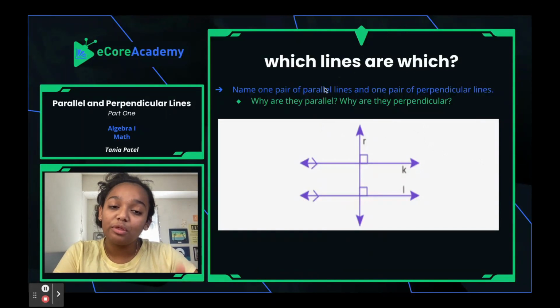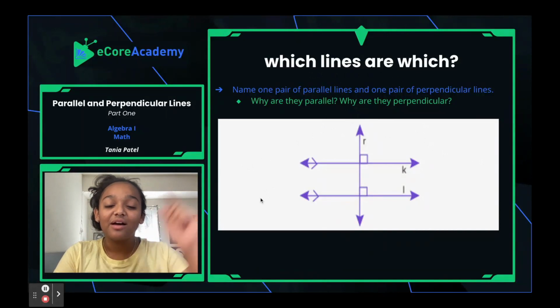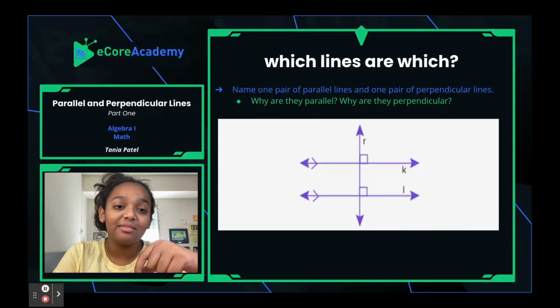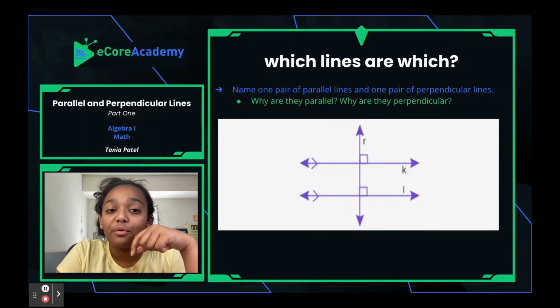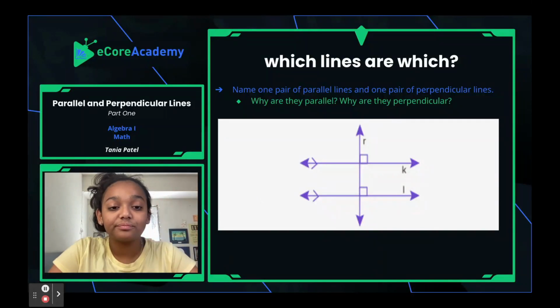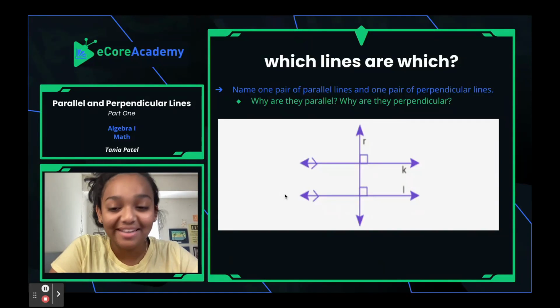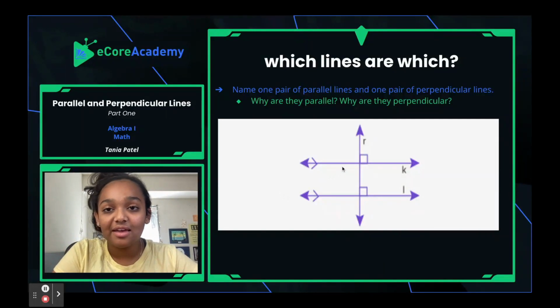Lastly, we're going to go with one more of these problems, which lines are which. I want you guys to comment down below, name one pair of parallel lines and one pair of perpendicular lines, and why they are parallel or why they are perpendicular. I can give you another second, and then you guys can pause the video if more time is needed.